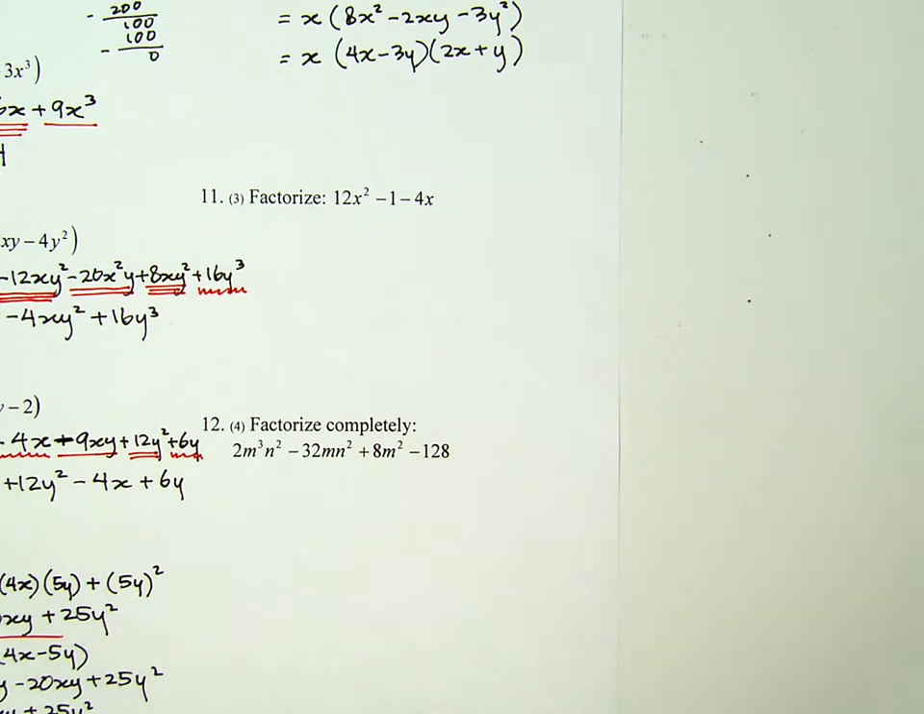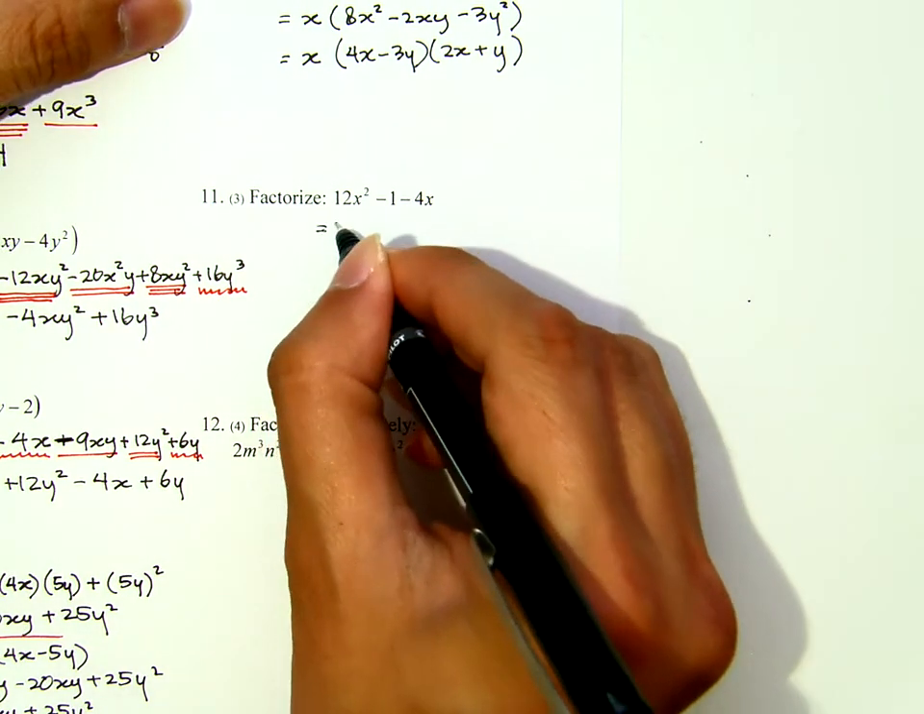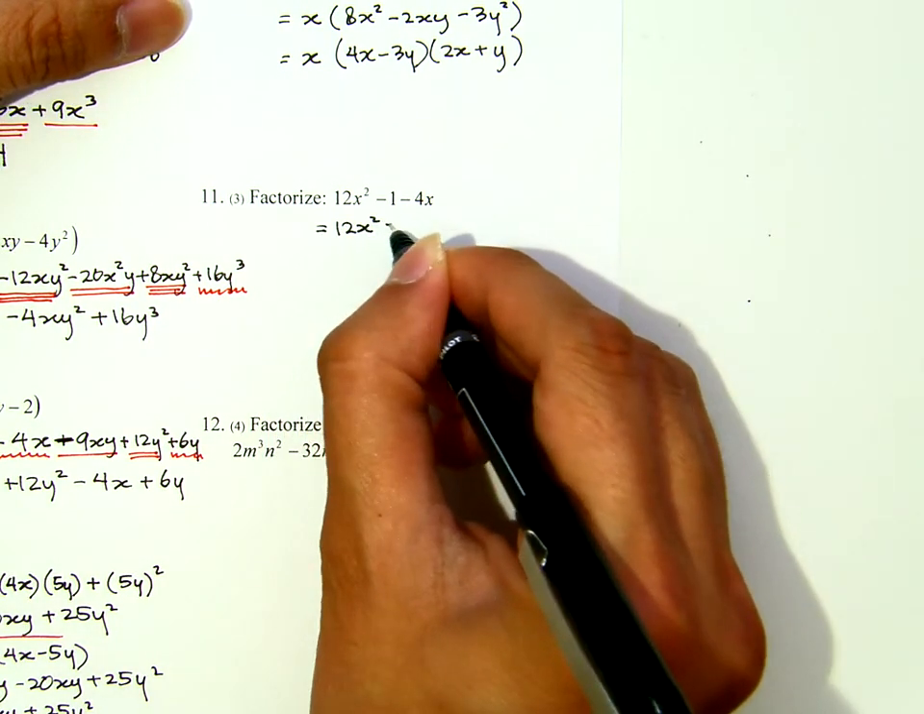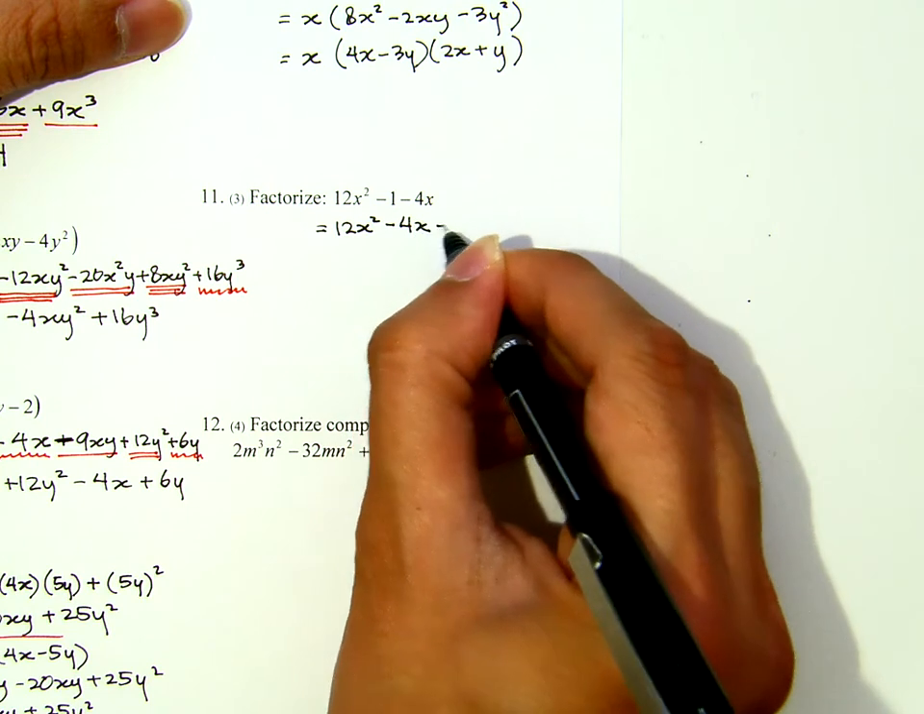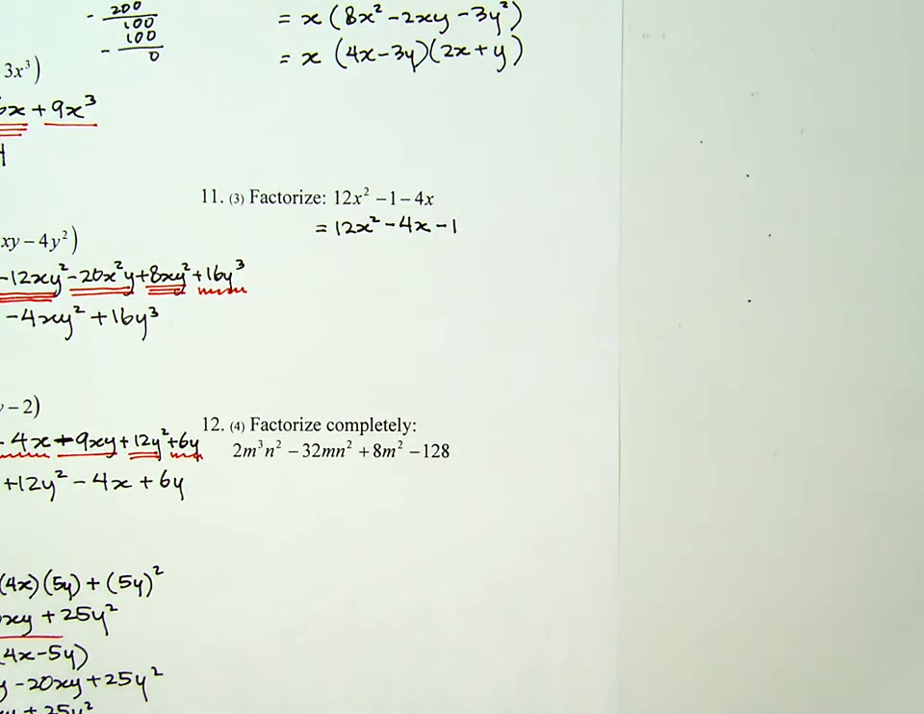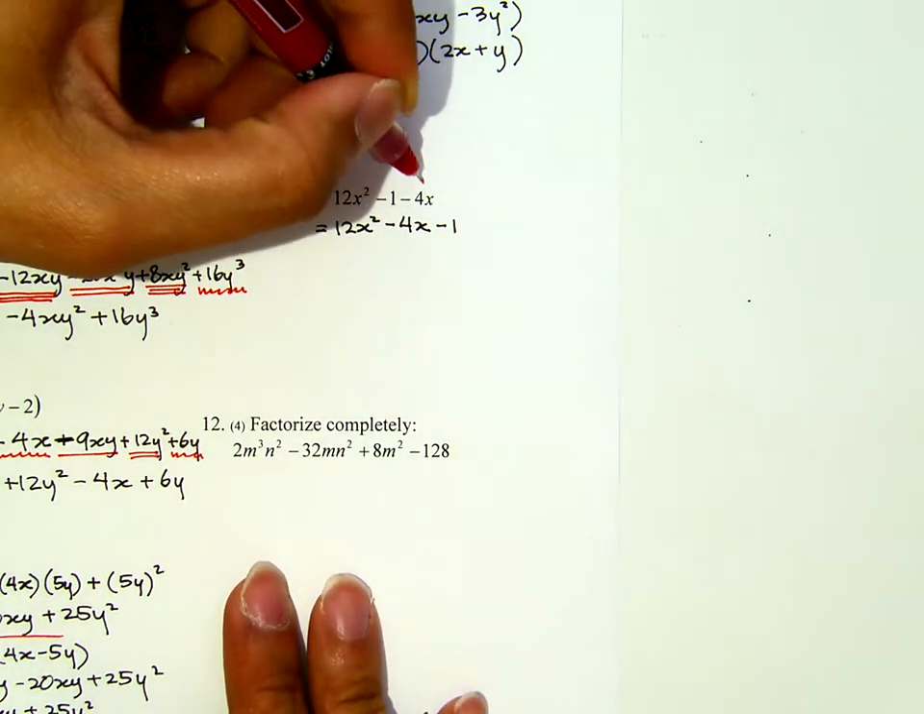In fact, when I asked this question at that time, a lot of students could not even start, but they don't realize it's not because it is not factorable, but simply because the order is not in the form of what we are used to. What we can do first is to put them in order: 12x squared minus 4x minus 1. What I did is I reversed the order here.